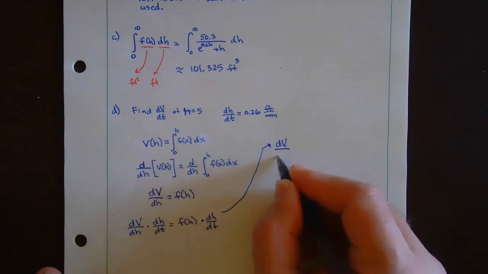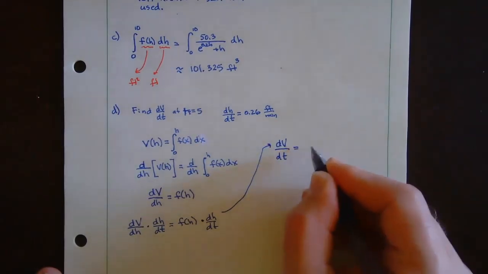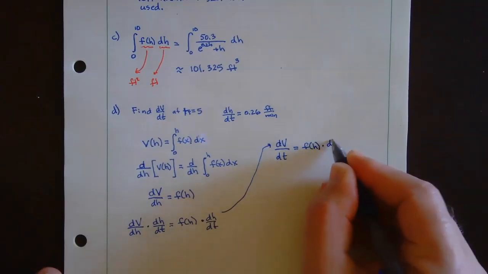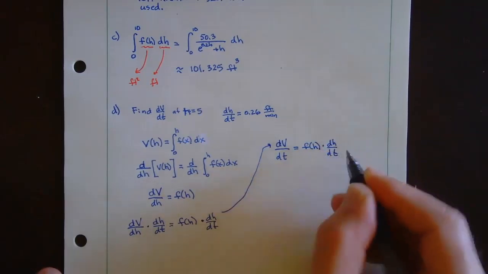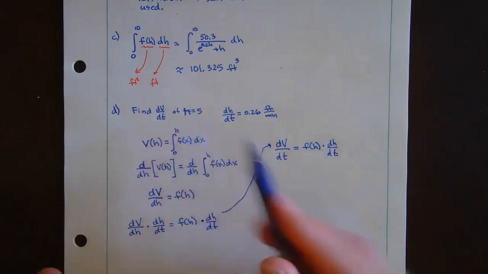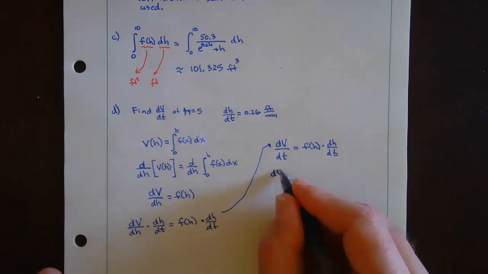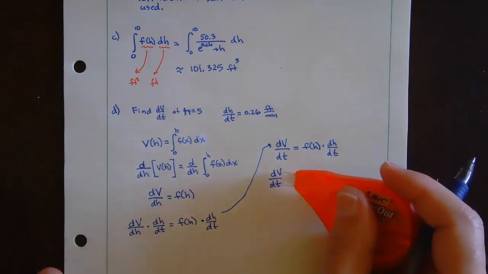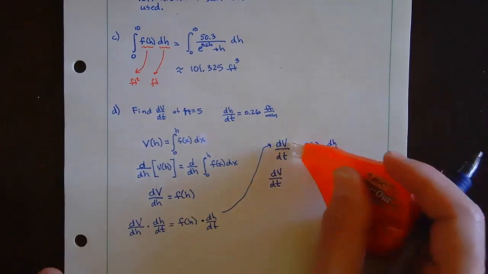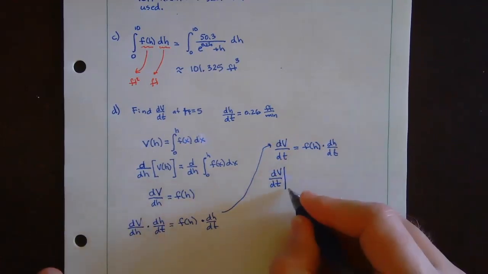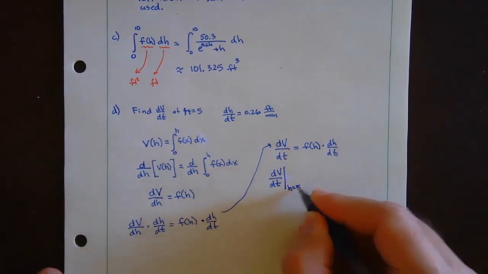I know that dV/dt must equal f of h times dh/dt. So I want to find this rate when h is 5. We're going to find this. We want to find dV/dt at that vertical line at h equal to 5.